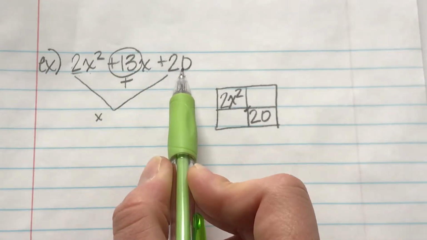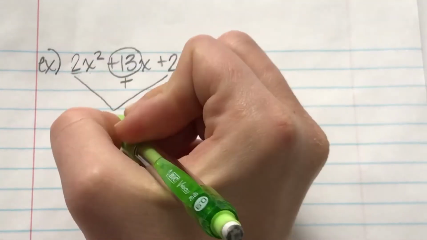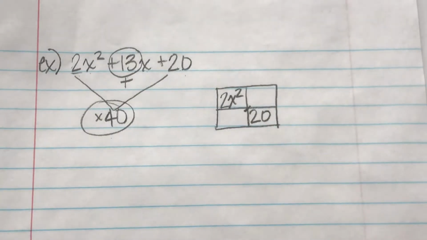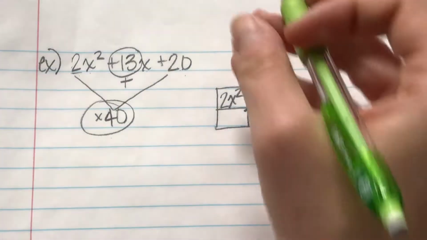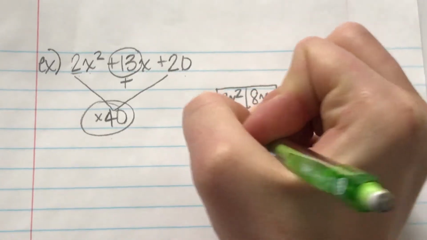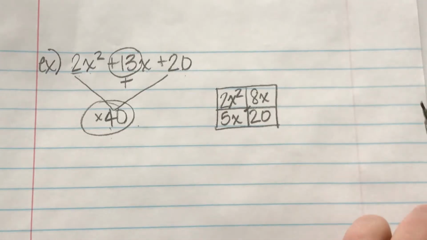So with the easy ones, we just look straight at the last number. Now I need to multiply 2 times 20 to get 40. And so you're going to take a minute and think a little bit about your factors of 40, and I know that 8x and 5x will actually add together to make 13x and multiply together to make 40.